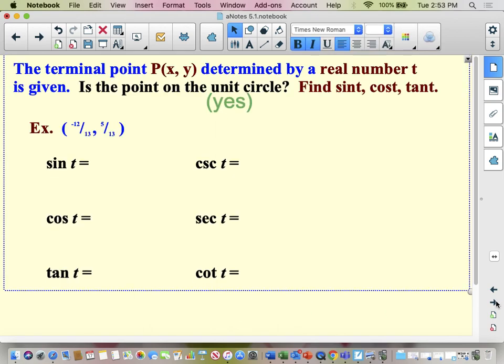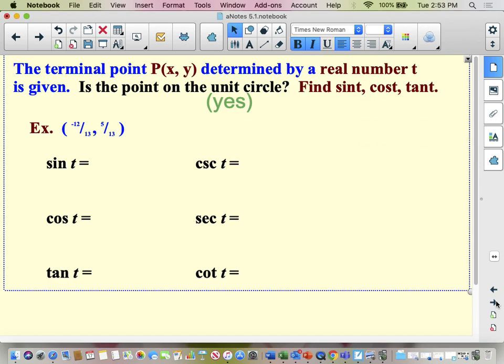So what will you use those for? Here's an example. Given the point negative 12/13, 5/13 is a point on the unit circle, you would show that x squared plus y squared equals 1. Yes, it is. I'm going to skip that part because we just did that. I'm going to ask you to find all of the 6 trig functions: sine, cosine, tangent, cosecant, secant, cotangent.